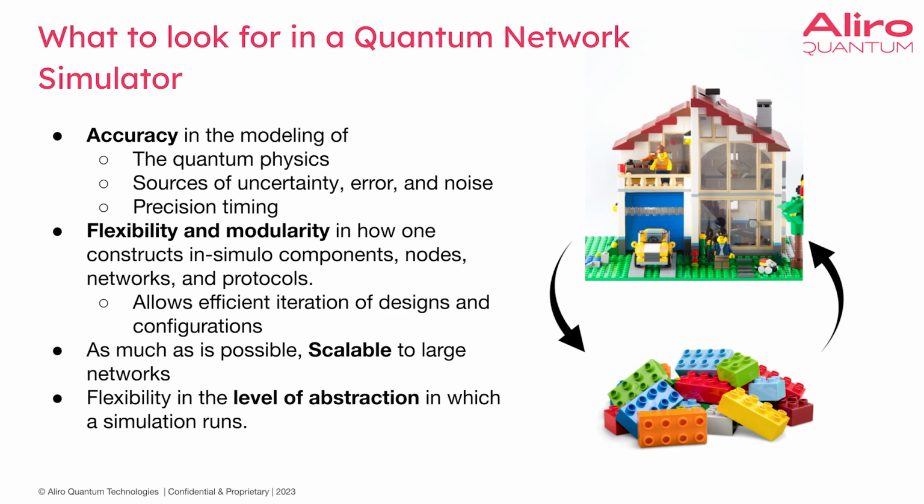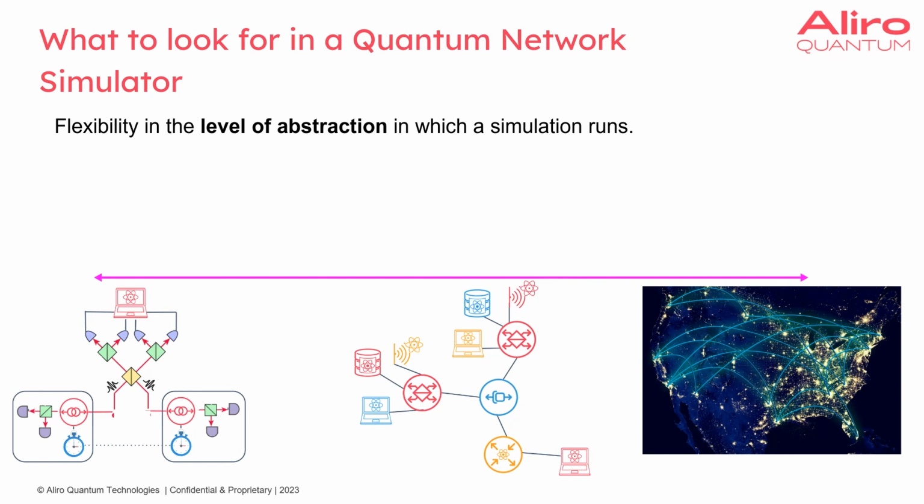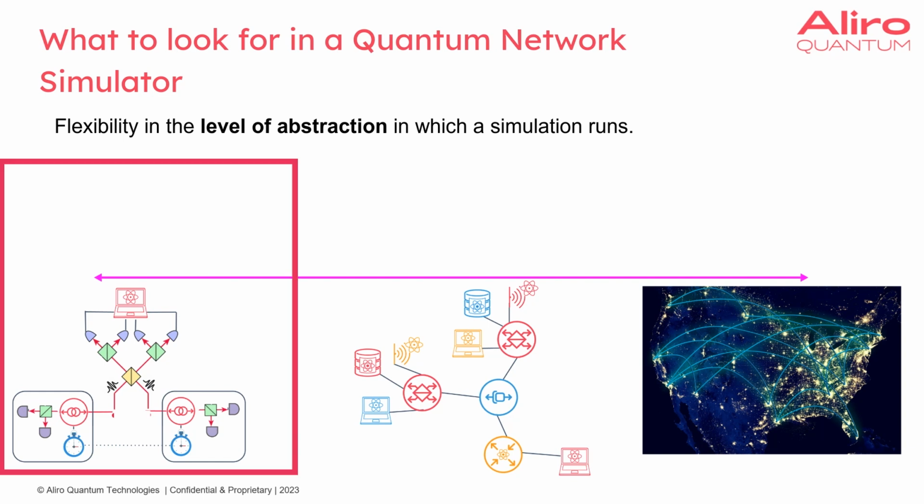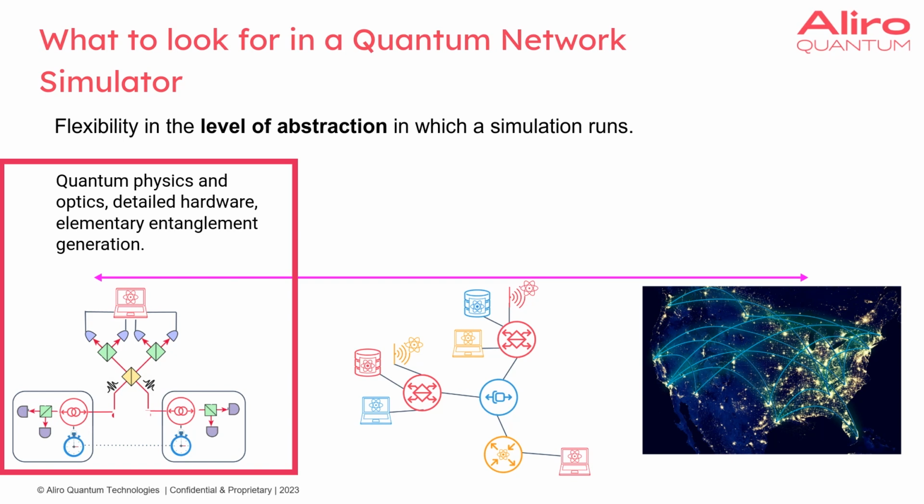So what I mean by that is, let's imagine that you are just starting out and you want to design a link between two nodes, and you know that these nodes should have certain kinds of sources and timing and detectors and beam splitters and all the optical stuff that you need, and you want to make sure that this whole design actually works for generating entanglement between those nodes, right? This is a low level, can you get your elementary entanglement generation working properly? And so for this case, we need to be able to simulate very accurately all the quantum physics and the optics. We need detailed hardware descriptions, all that stuff, right?